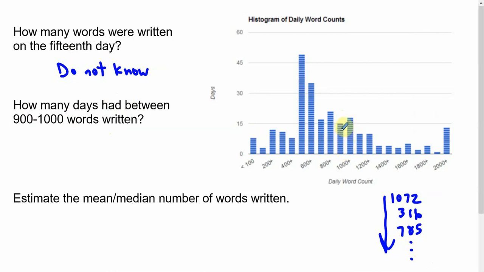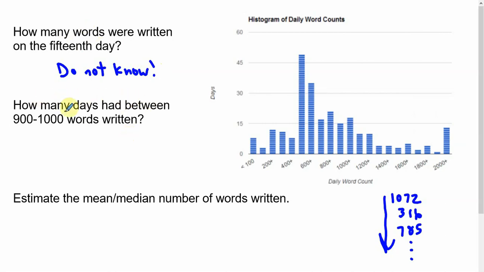No, all that this bar means is that 15 different separate days he wrote 900 some words, but we don't know which days they were. That's really important to understand. So we do not know the answer to that question.